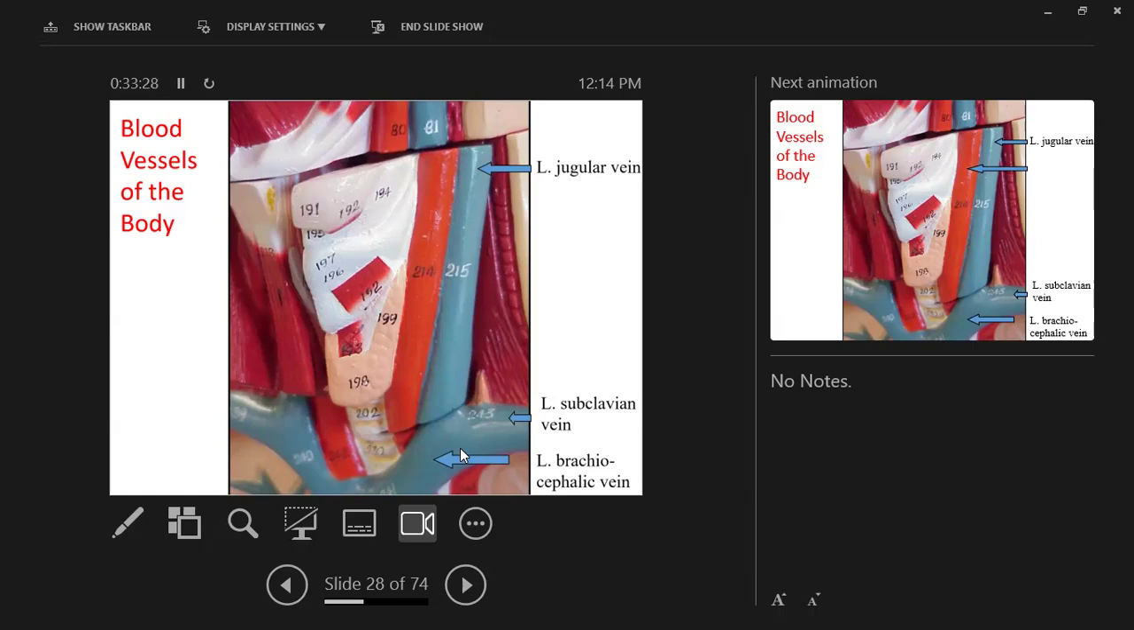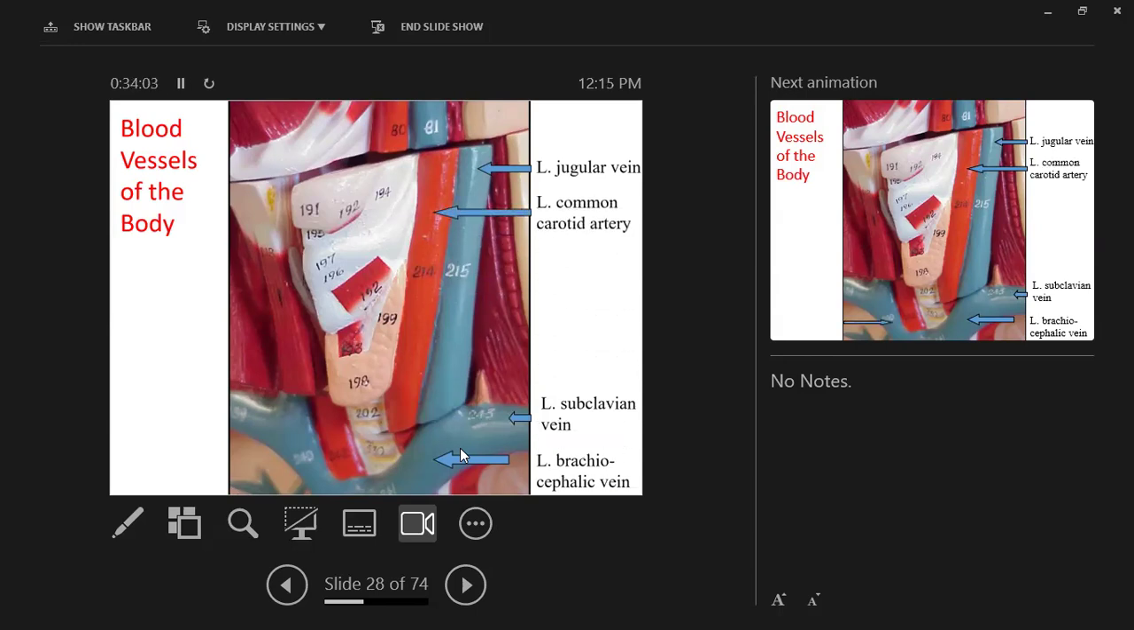The radial artery has a radial vein running down here, running along your radial bone. The renal artery has a renal vein right here. The hepatic artery has a hepatic vein. So in most of the body, whatever the artery name is, the vein has the same name, because they're usually running side by side. So here we see the left jugular and the left subclavian forming the left brachiocephalic.